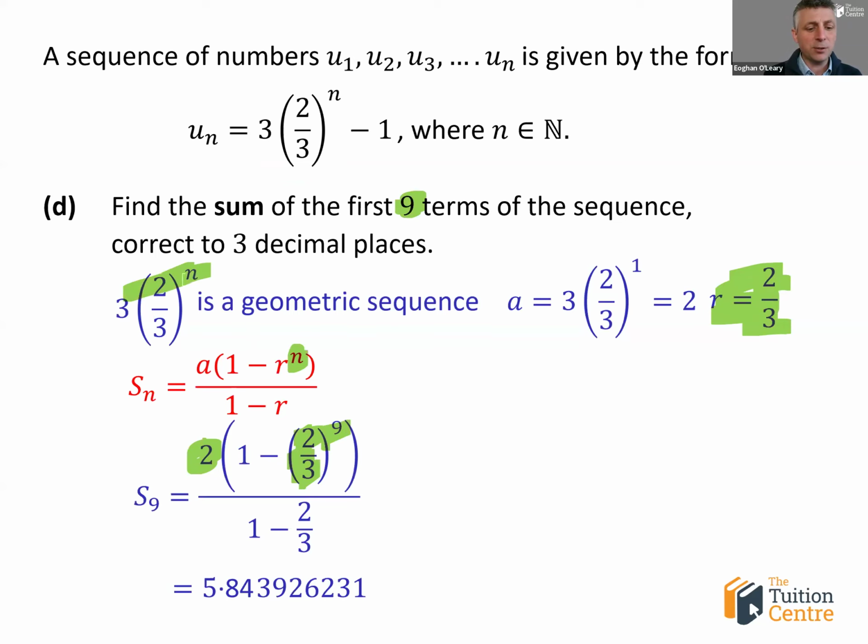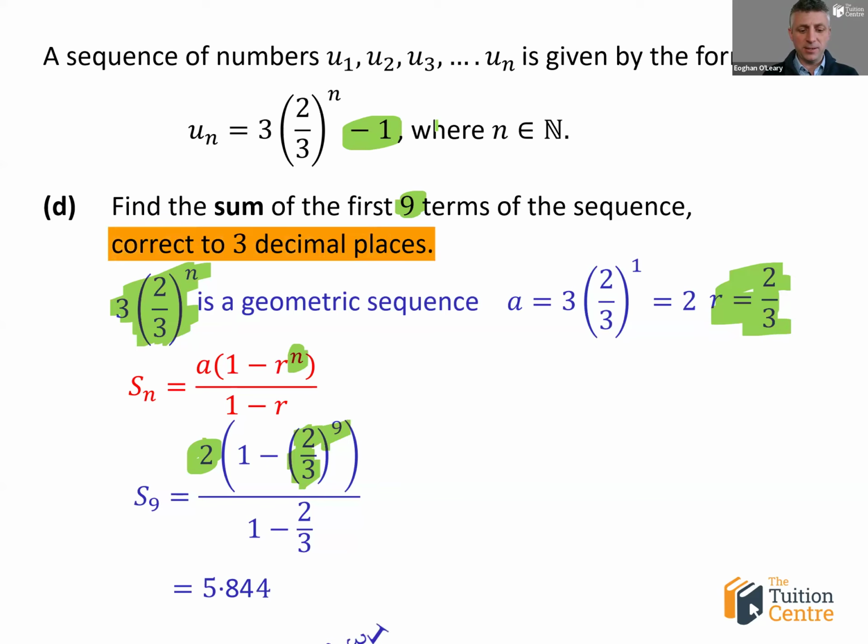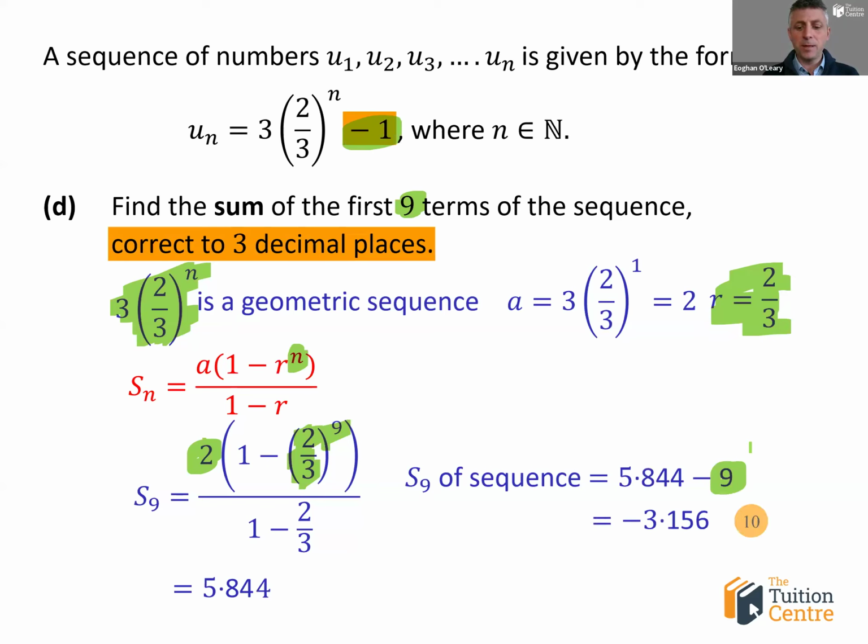But remember, that's just the first 9 terms of this part. But of course, there's a -1 in each term. So in every one of those first 9 terms is a -1. So since there's 9 of them there, we're going to be taking 9 away. We take 9 away from 5.844, and we get -3.156. That is the sum of those first 9 terms, and there's 10 marks for that.